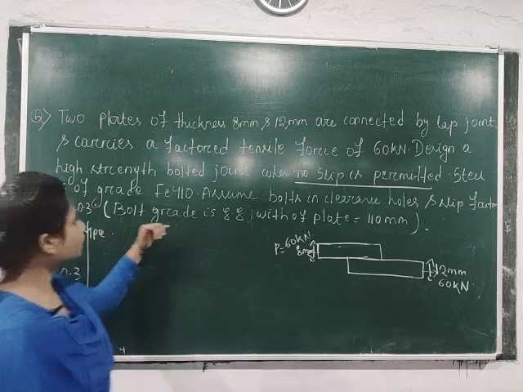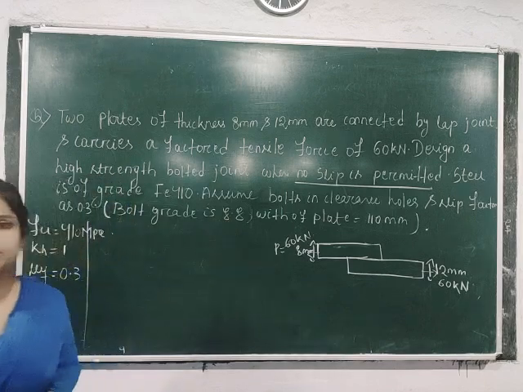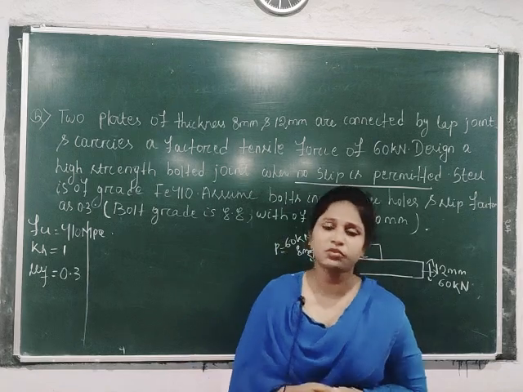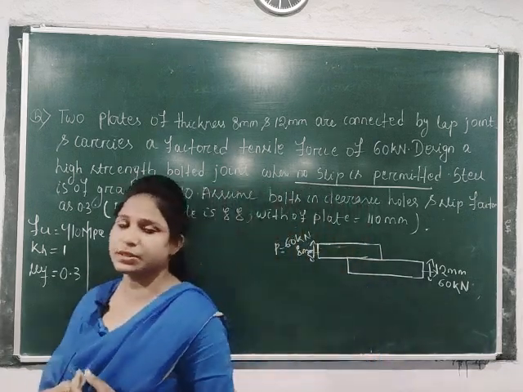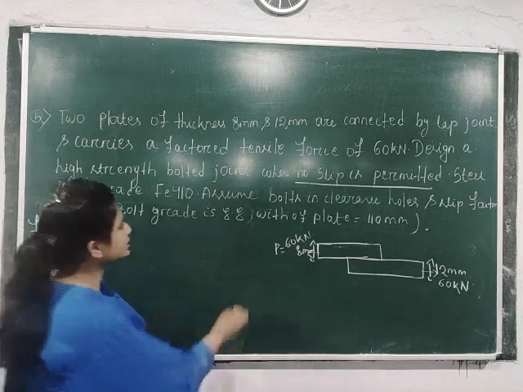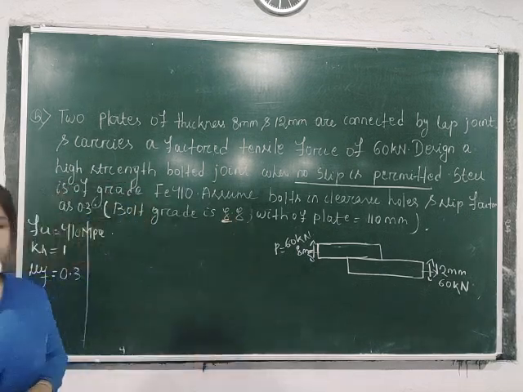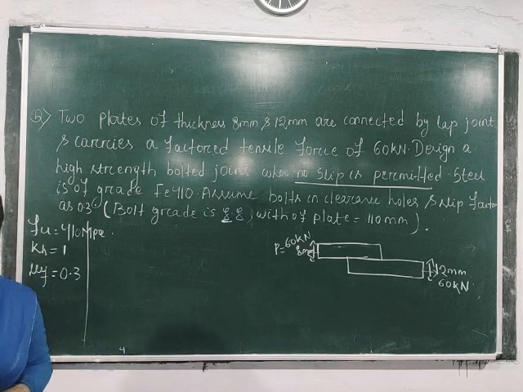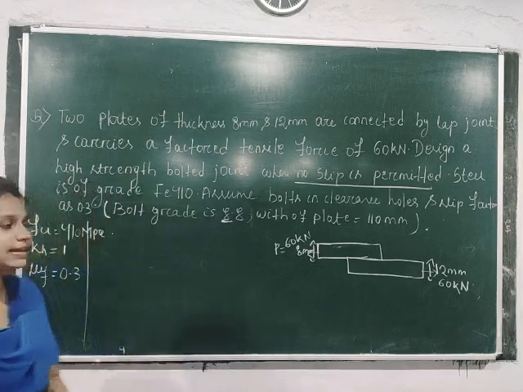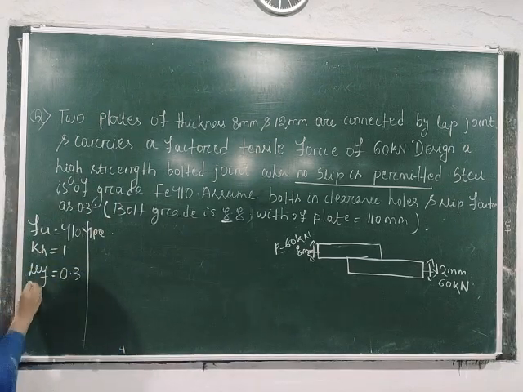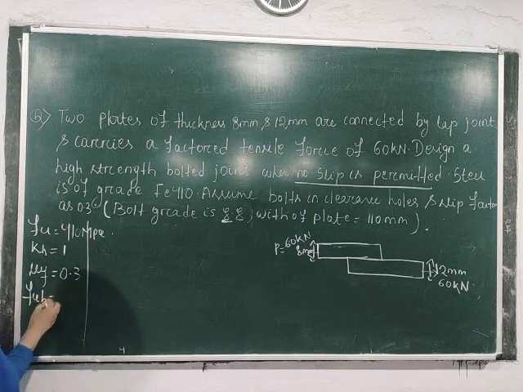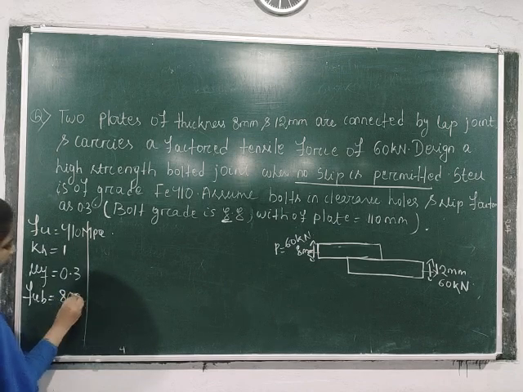Then the bolt of grade 8.8. From the property class or grade of bolt, we can get the value of the ultimate tensile strength of the bolt. So here the grade of bolt is 8.8. Here this 8 stands for 1 by 100 into the ultimate tensile strength of the bolt, so the ultimate tensile strength of the bolt is 8 into 100, that is 800 MPa. So here the ultimate tensile strength of the bolt is 800 MPa.